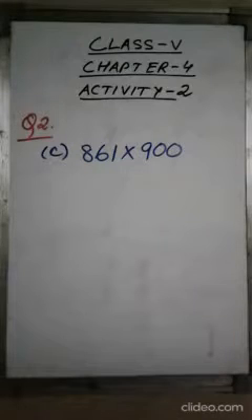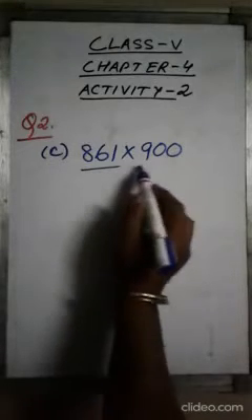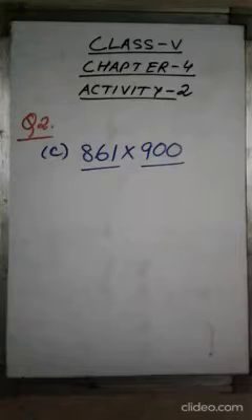Good morning, students. Today we shall be continuing with chapter 4, activity 2. I had given you homework question number 2 to multiply, but most of you were not able to do it the way I expected. In my video, I explained how to do this type of multiplication, but you were not able to do it. That is why I am repeating this again.